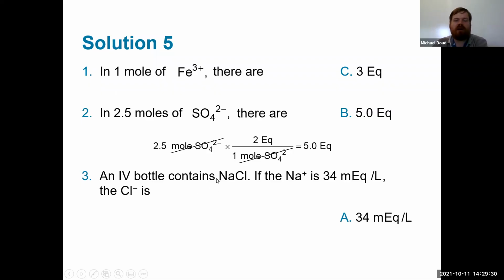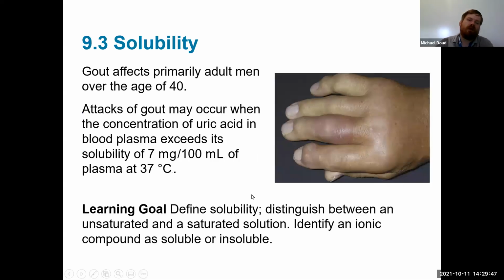Then finally, an IV bottle contains sodium chloride. If the sodium is 34 milliequivalents per liter, then the chloride has to be the same. We know that the positive charge has to balance the negative charge. So if we have 34 milliequivalents of a positive charge, we have to have 34 milliequivalents of a negative charge. Okay, so let's go ahead and look at solubility next.